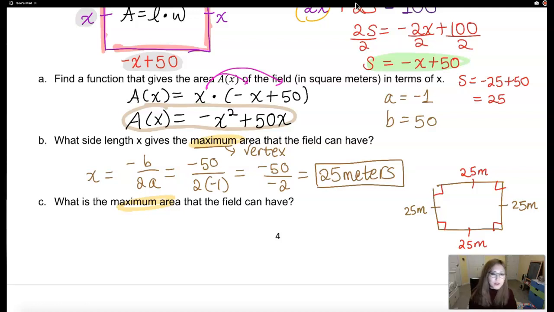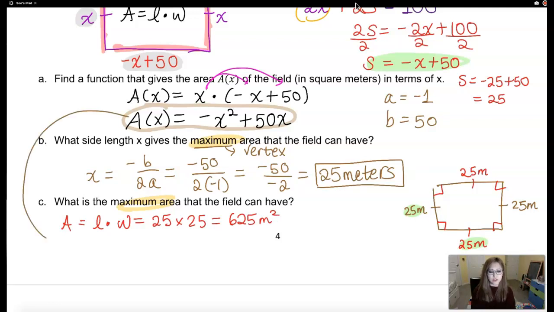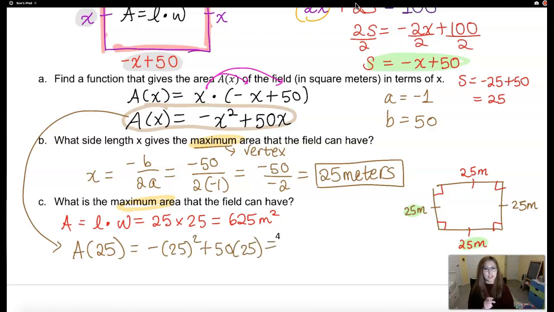Okay, so what is the maximum area that the field can have? Well, area is equal to length times width. I know the length is 25, and I also know the width is 25. So I will say area is equal to 625 square meters. Or if you just want to use the area function, that's also okay. You plug in 25 into the function that we found, and if you evaluate it, we should get 625.